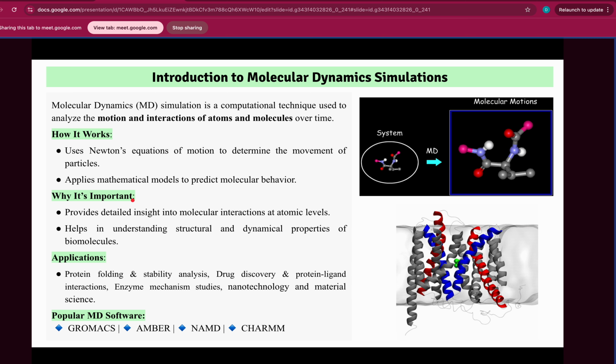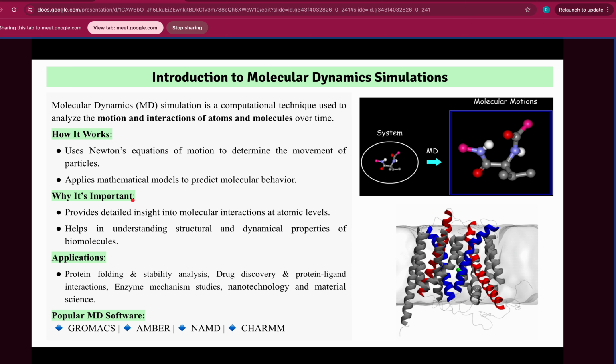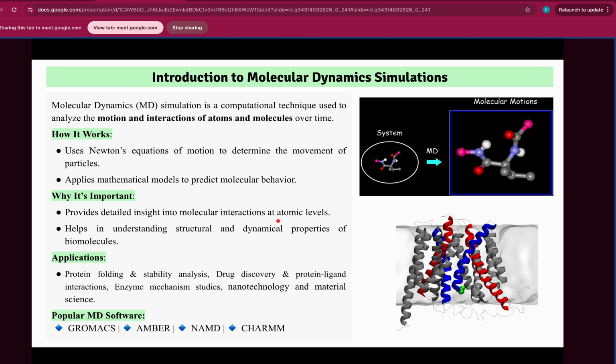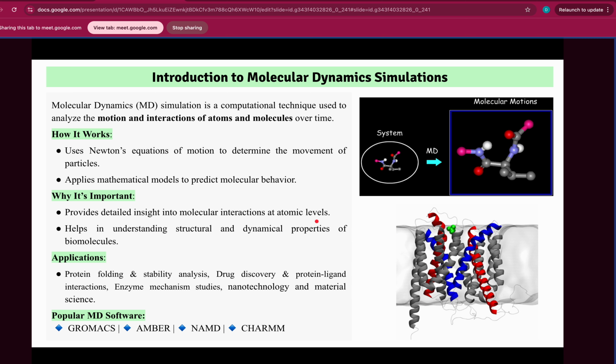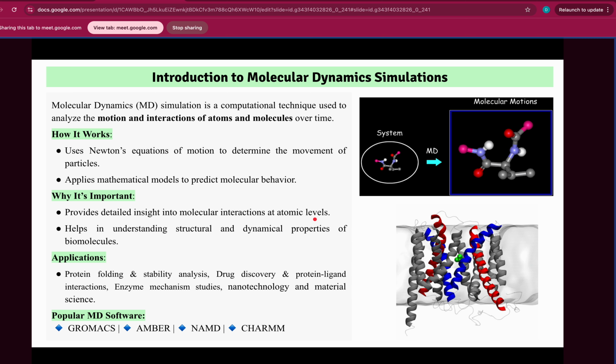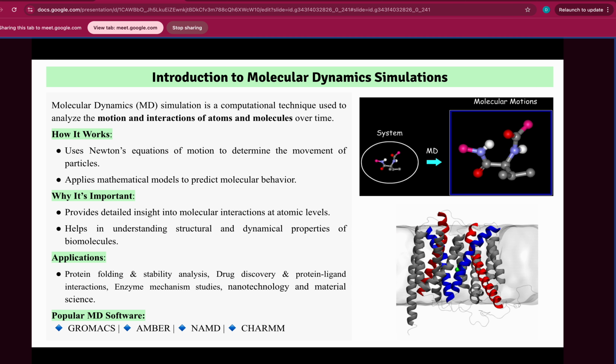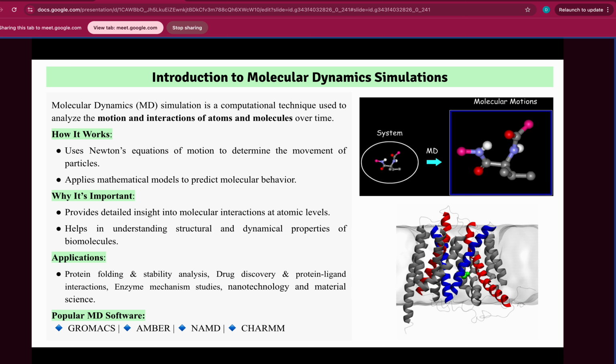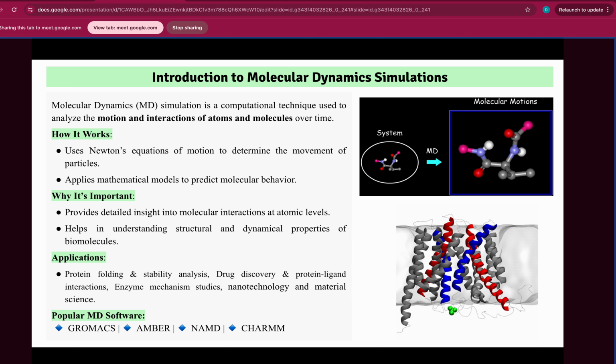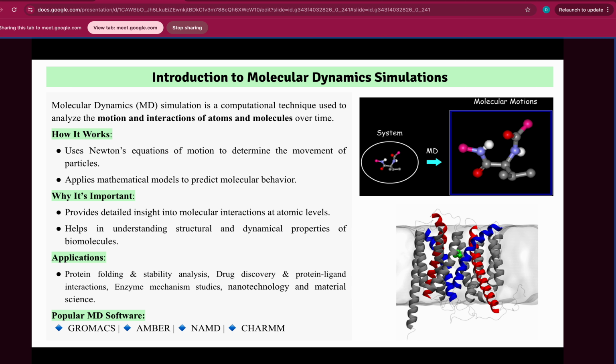Now, why is it important to study molecular dynamic simulation? First of all, it provides detailed insight into molecular interactions at the atomic level. At the level of atoms, we can see how the movement is happening, because we all know that a protein gets folded into a certain tertiary structure. In that folding, different atoms come closer to each other and take some conformations, so there is something happening at the level of atoms.